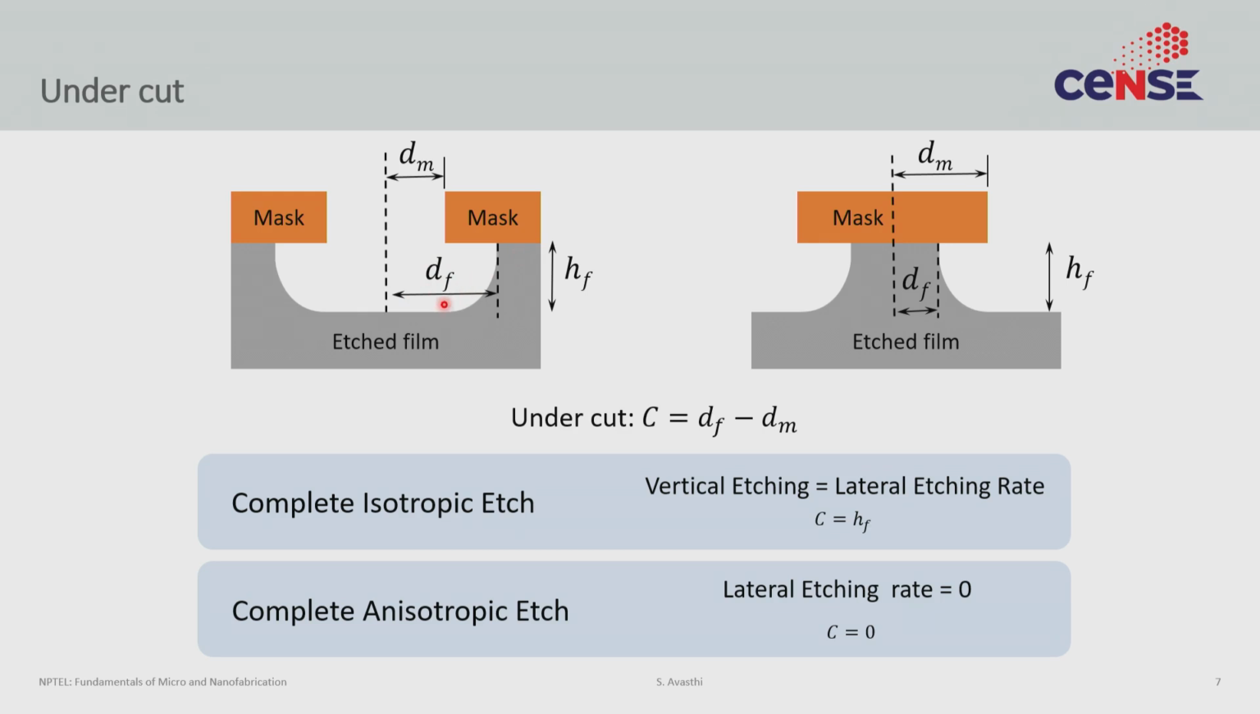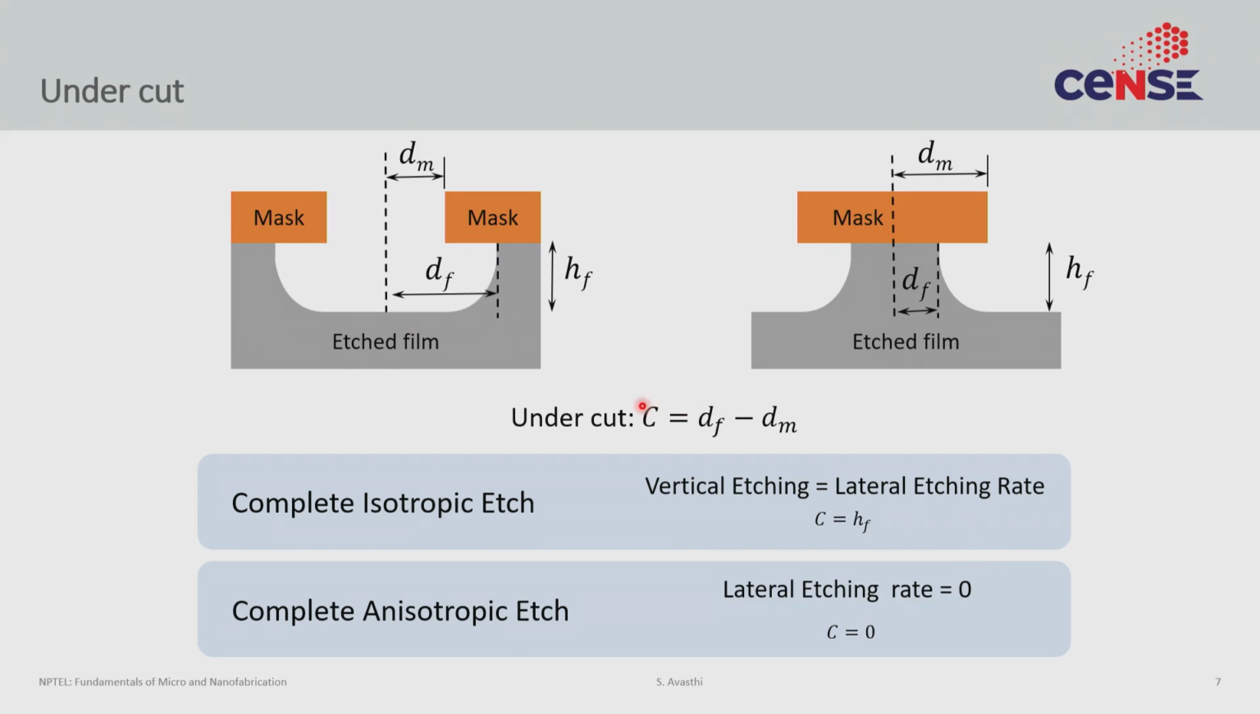So, supposing you got df. In that case, the undercut that you would report is simply the difference of these two parameters, which is the distance from this edge to this edge. So, for an isotropic etch, the undercut is large. For a very, very anisotropic etch, the undercut is 0. And for all practical cases in the middle, the undercut is somewhere in the middle.